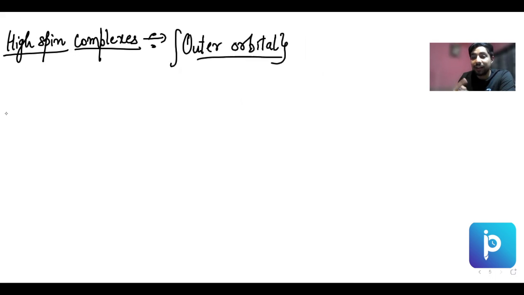In high spin complexes, that is outer orbital, that is the outer orbital complexes. What is the meaning of outer orbital? Now it will not be using the inner d orbital. It will be using the outer d orbital, which is the 4d orbital. Now its example, if we discuss, is CoF6 3 negative. CoF6 3 negative is the example of outer d orbitals.